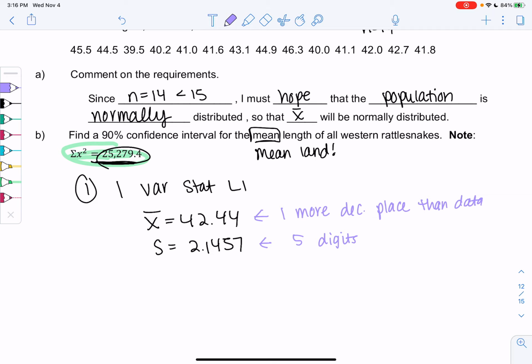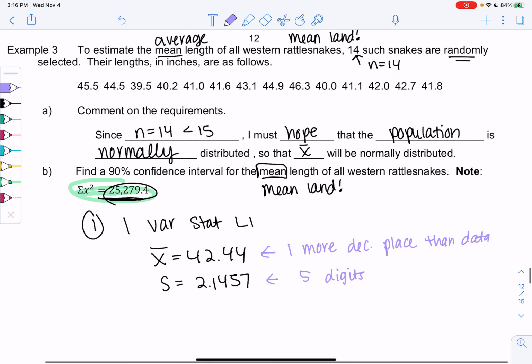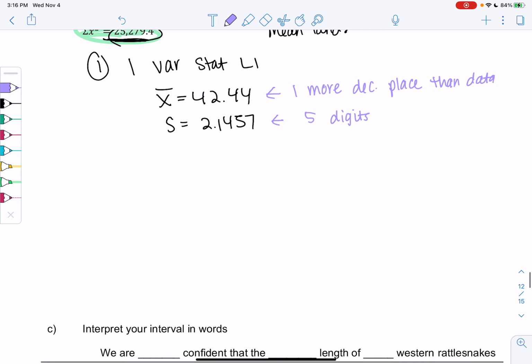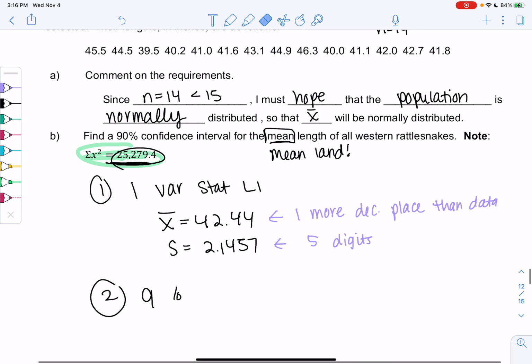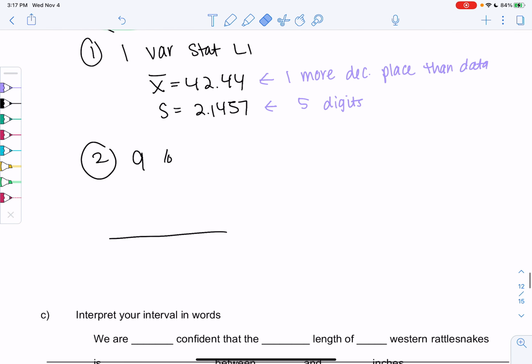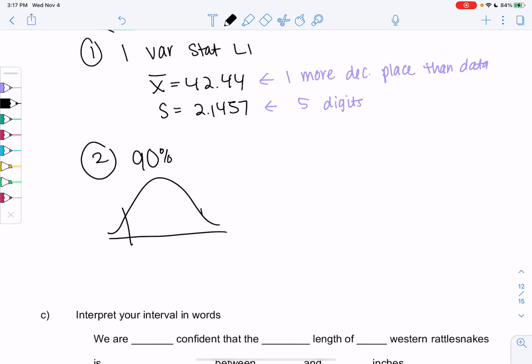So the idea is that rattlesnakes are probably near an average of 42.44, but it's probably not exact. So let's figure out how close we should be to 42.44. So we're going to go ahead and do a 90% confidence interval. So we're going to put 90% in the middle. Which means we do 0.05 on each side.